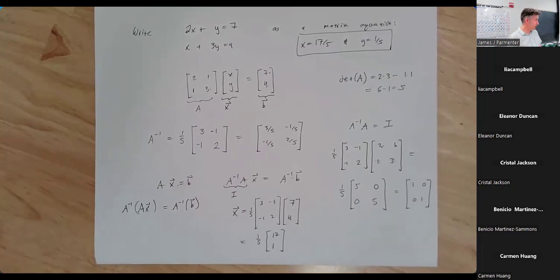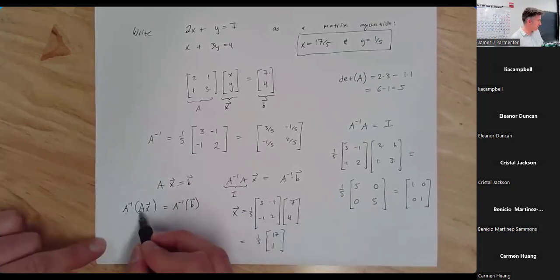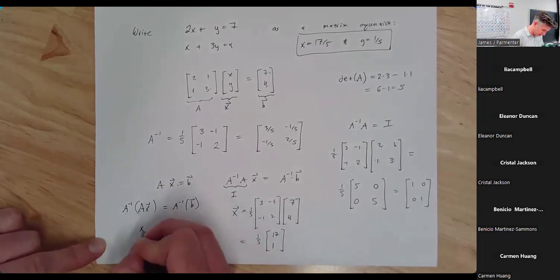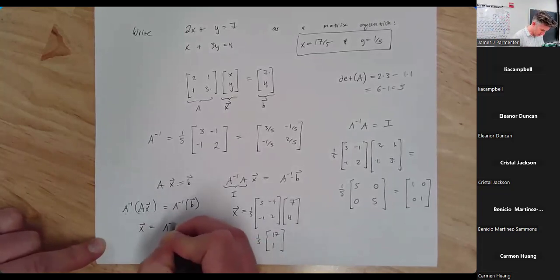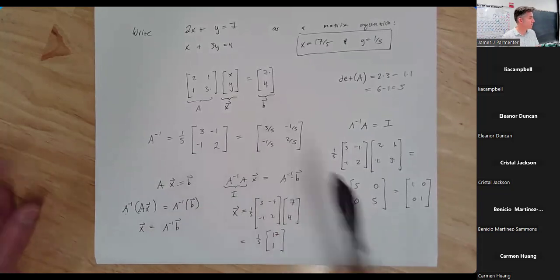Exactly. It would be different if you multiply. It actually wouldn't work if you multiply it on the right. And then A inverse times A is the identity. So you just end up with X on the left side and you get A inverse times B. Yeah, good point. Thank you.